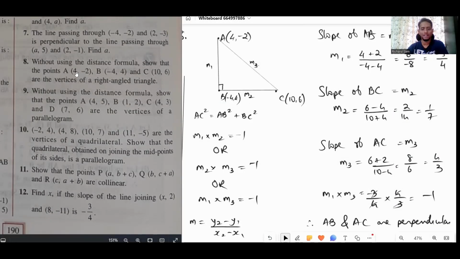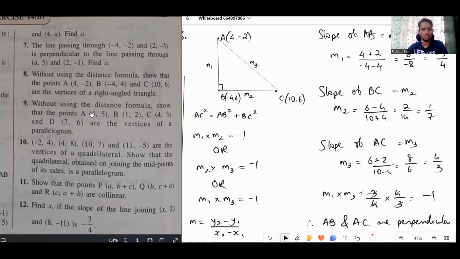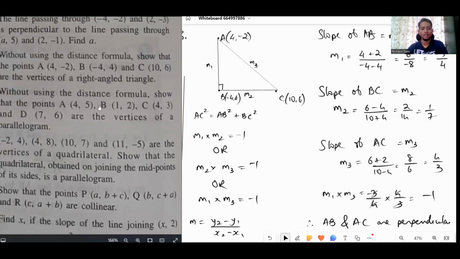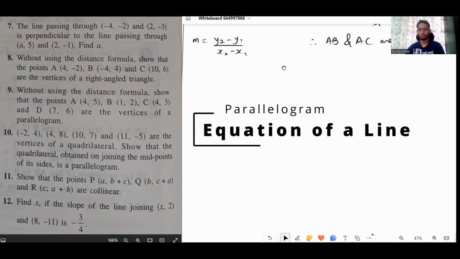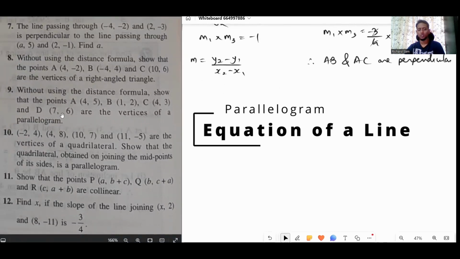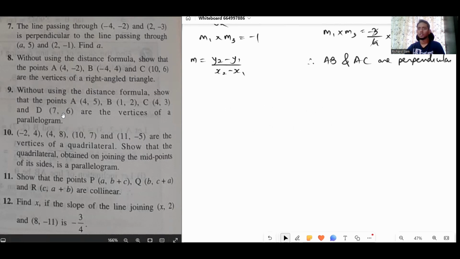Read this next question, that is 9, and tell me how will we do 9. So here what have they given? The points. The 4 vertices. Yes, 4 points, not the sides. Okay, they've given 4 vertices and they're asking you, are these the vertices of a parallelogram?